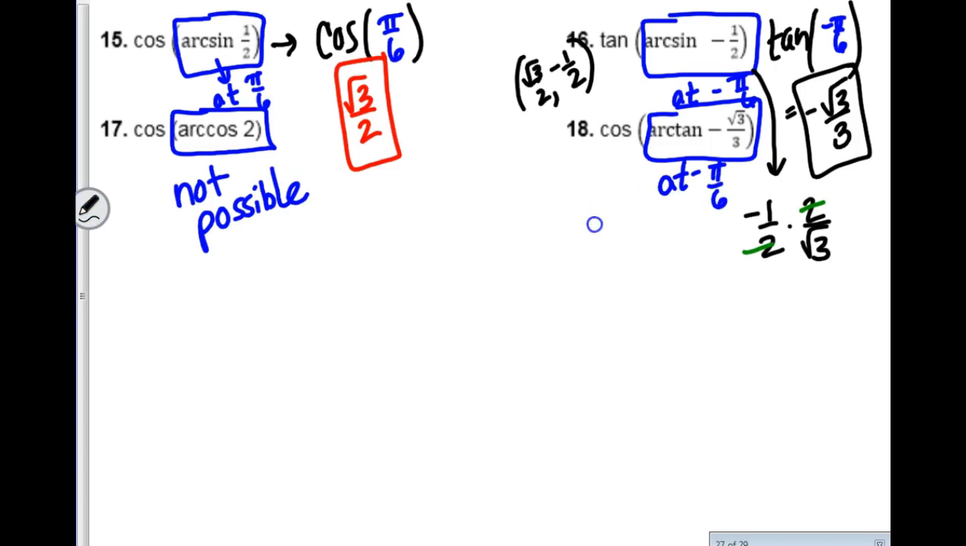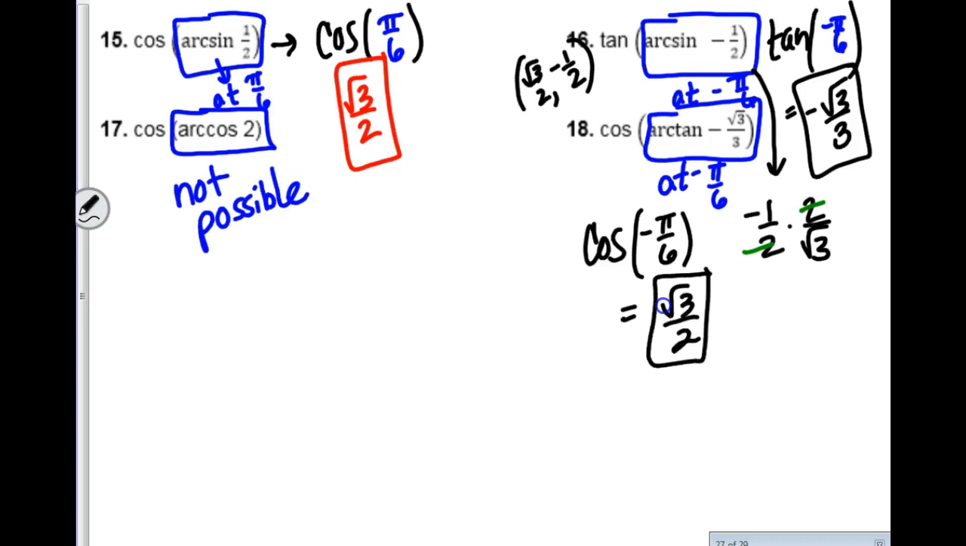So now the question says, what is the cosine at -pi/6? And you tell me? √3/2, thank you. Nice job.